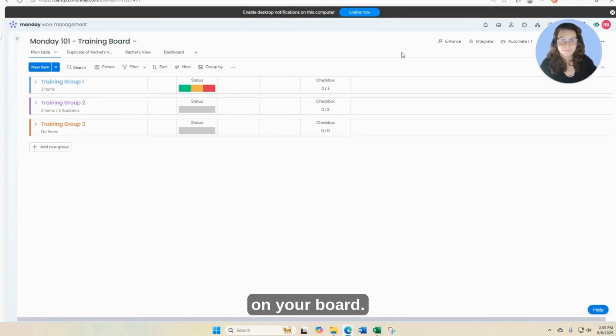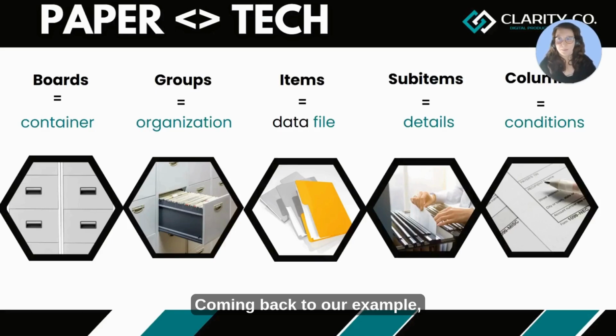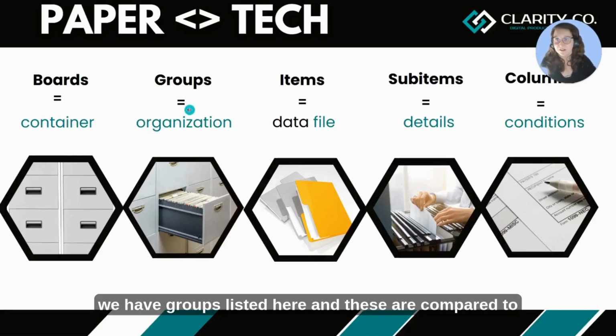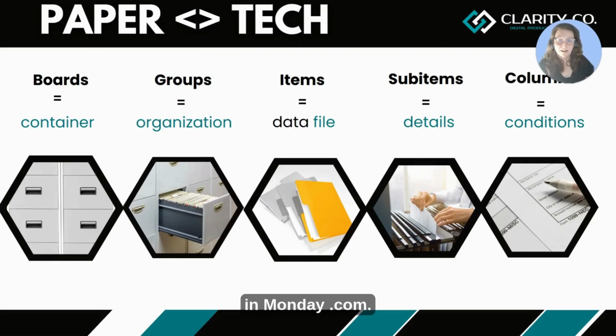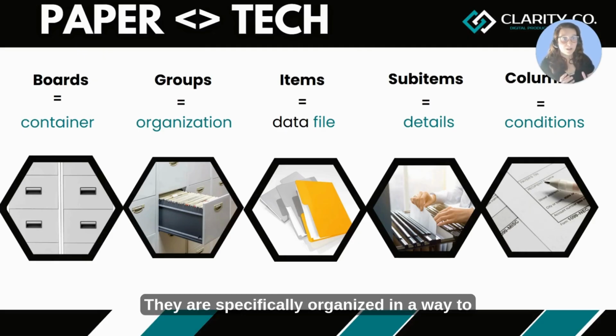Coming back to our example, we have groups listed here, and these are compared to organization. As you can see in the picture here, we have a specific filing cabinet drawer with a specific method of organization that is used to have all the files housed together. Think of groups or groupings like this in Monday.com. They are specifically organized in a way to house files together in an orderly fashion.